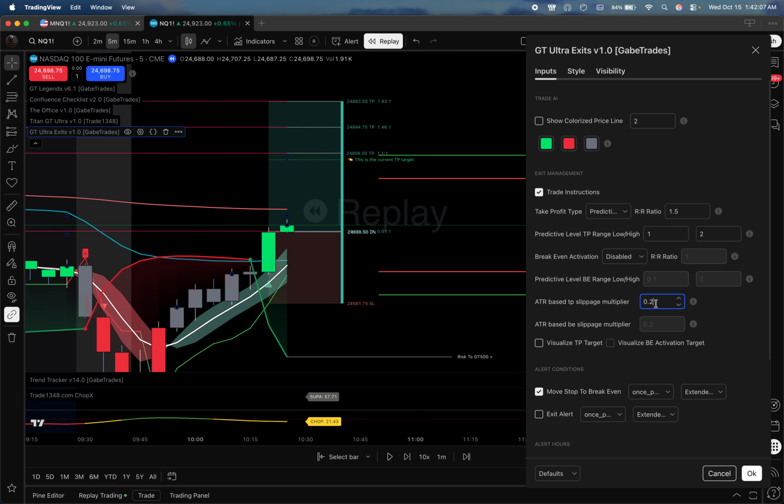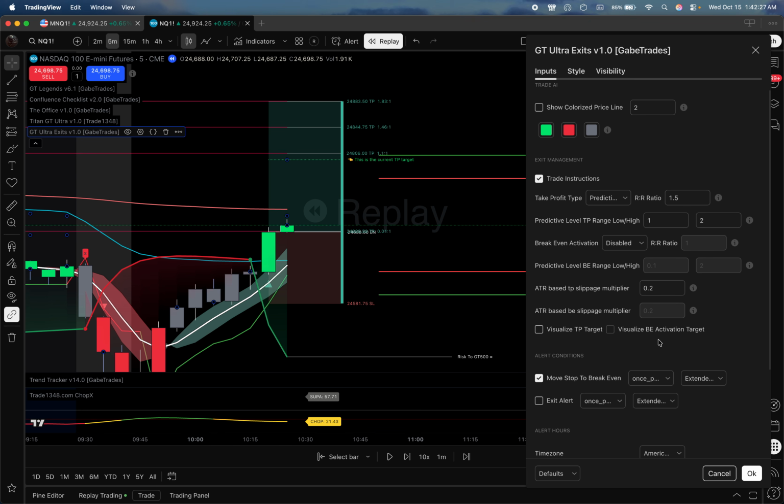And you can change that offset over here. You can set this to 0 if you want to set it right at that level, or you can set it to a higher number which will move it away from that level. When price reaches this line, you will get an alert, and you can set up this exit alert to alert you when price is about to hit a level. So that is really powerful.